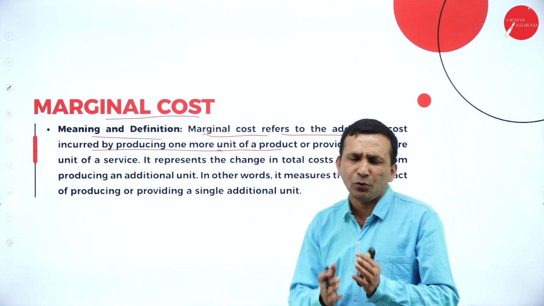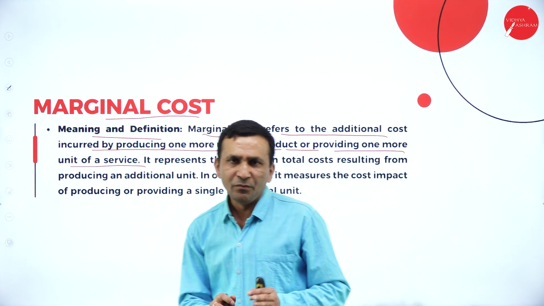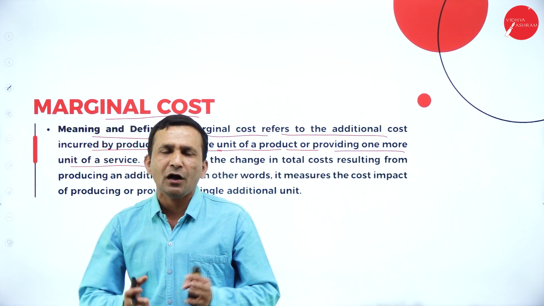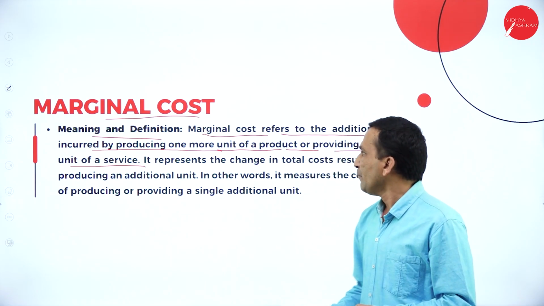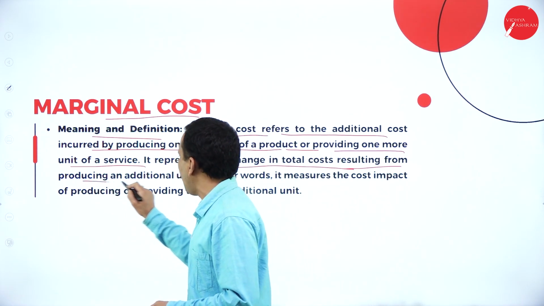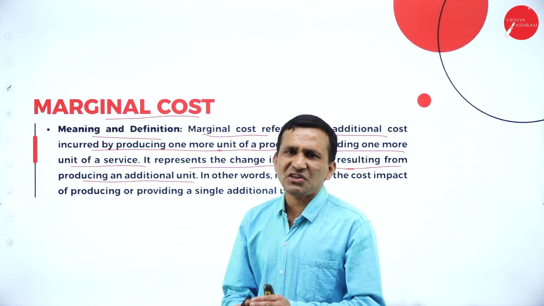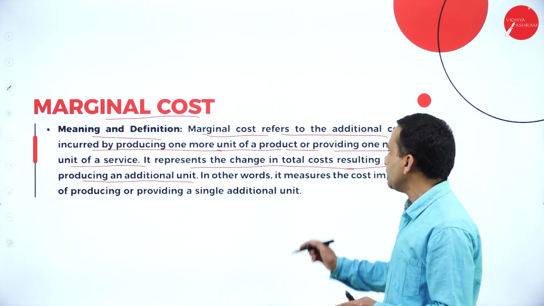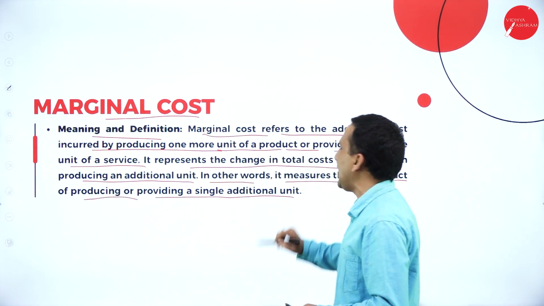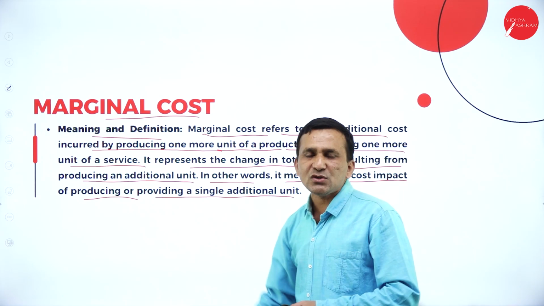Marginal means what? Extra, you want to think here. So producing a product and providing one more unit of service. With the same space available, if I try to increase one product, obviously we can get the maximum benefit. So it represents the change in the total cost resulting from producing an additional unit. The same space, the same resource, the same machine, we are trying to produce an extra unit. In other words, it measures the cost impact of producing and providing a single additional unit. Using the source, the input resource, we are trying to increase one extra sale.